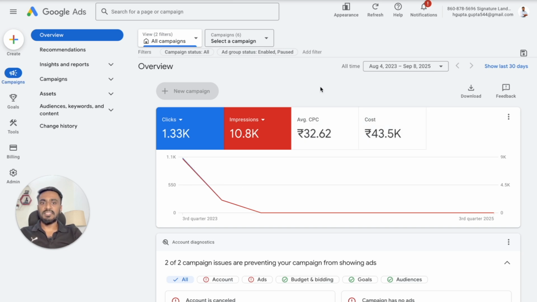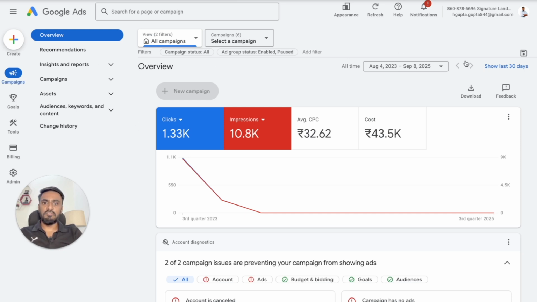and we have an average CPC, which is cost per click, of 32.62 rupees, and we also have impressions, which is 10,800 impressions, and we have also received 1,333 clicks. We'll go through each option one by one again to see how the option looks like once we have enough data populated in our account.